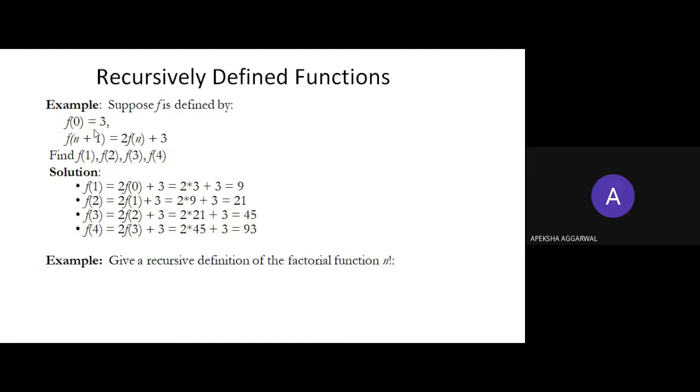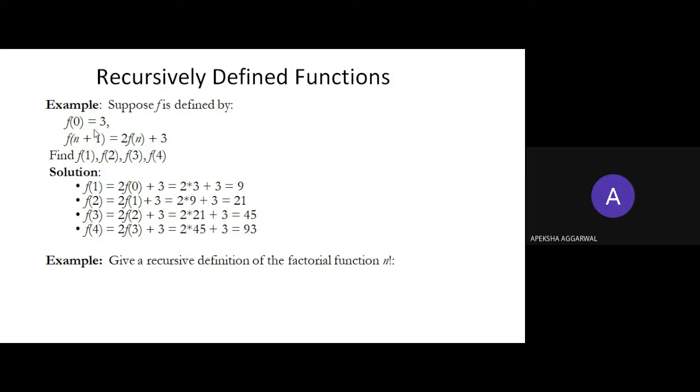So this is the first example. Suppose f is defined by f(0) = 3 and f(n+1) = 2f(n) + 3. A recursive function is a function that's calling itself. Now, f(n+1) = 2f(n) + 3. So what is the need of f(0) = 3? Because at some point we need to stop this algorithm recursively, right? So f(0) = 3.